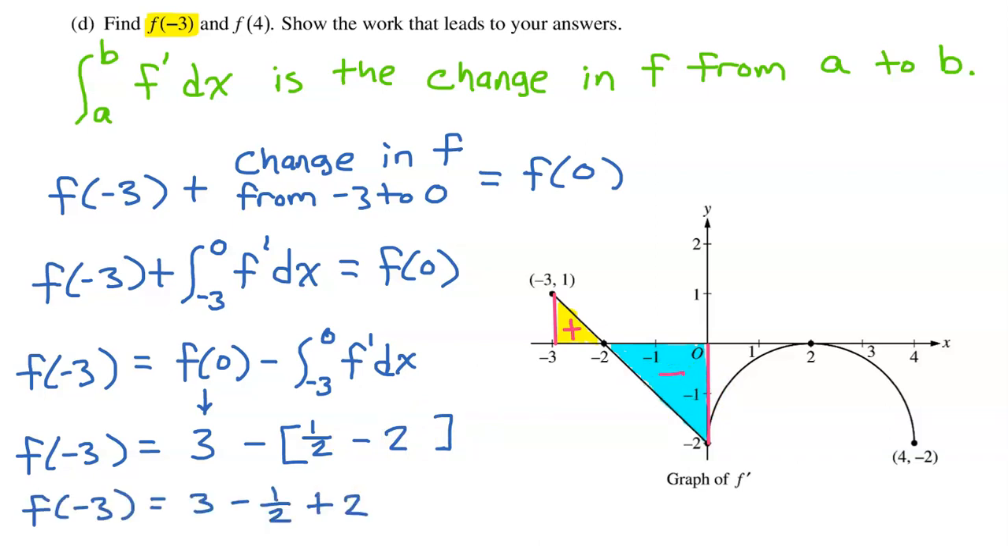Distributing the negative sign, we have 3 minus 1/2 plus 2. So 3 plus 2 is 5, minus 1/2 is 4.5. So this is the value of f of -3. Now let's find the value of f of 4.